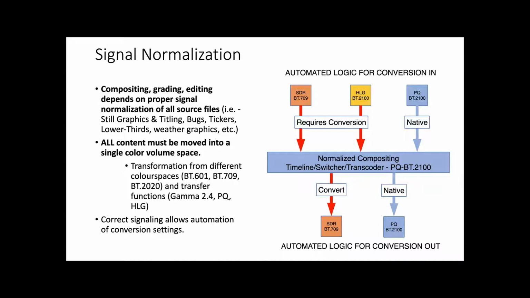Truth be told, signaling of transfer functions and color spaces has been around for a very long time. It's just that the differences between the SDR 601 color space and SDR 709 color space was small enough that if a mismatch occurred, many people just didn't notice. That isn't quite the case for HDR and wide color gamut.